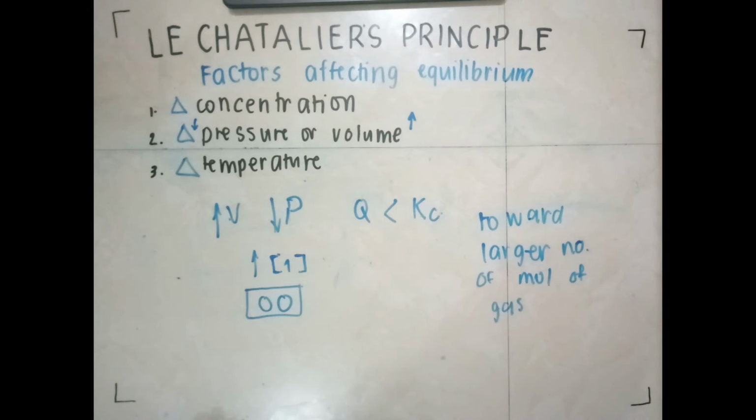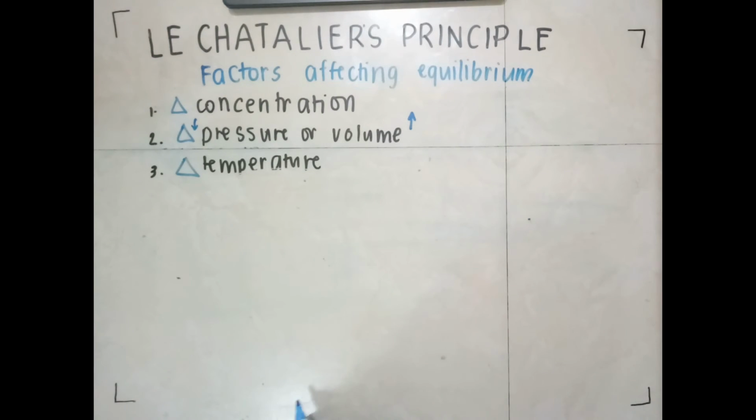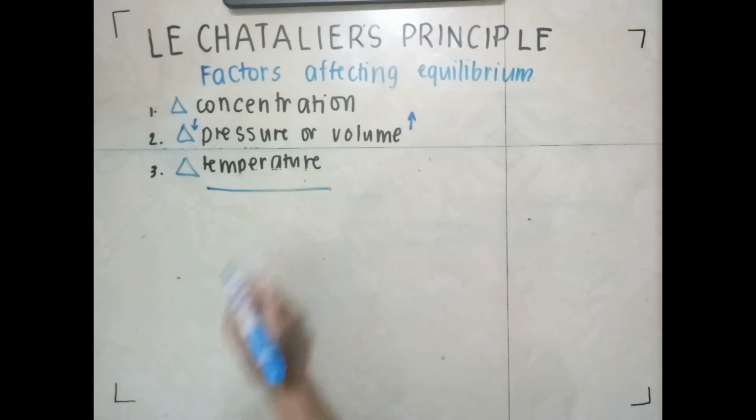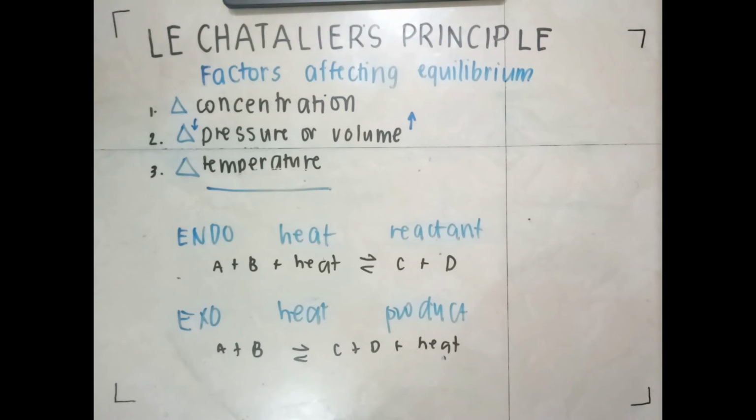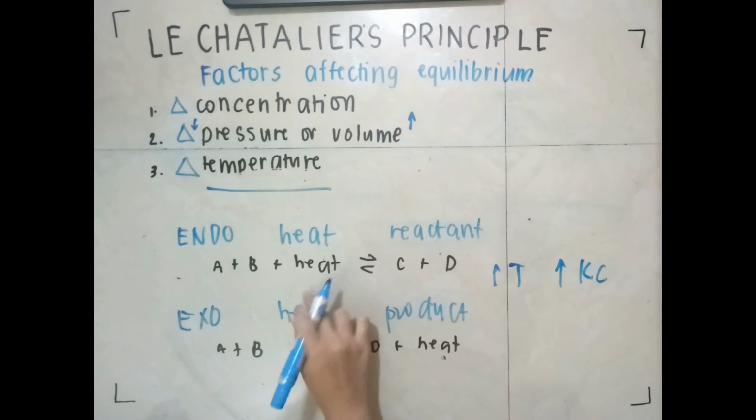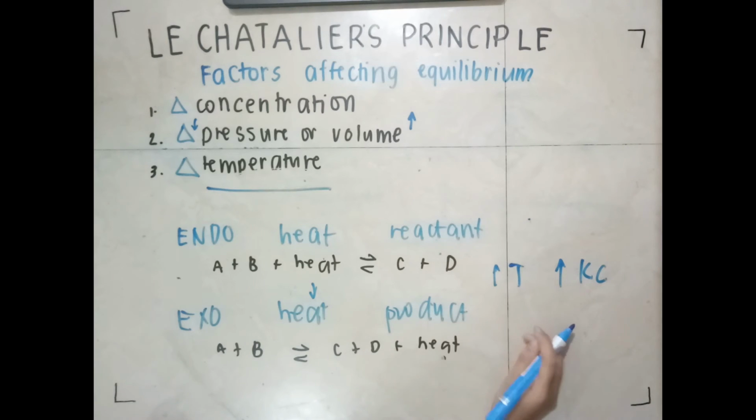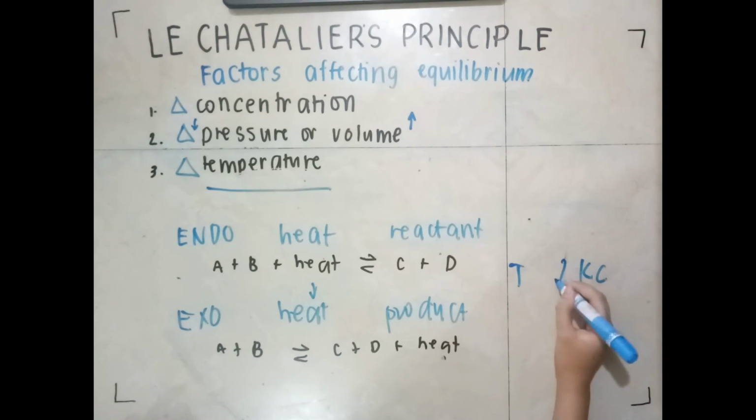The last type of change is the change in temperature. For an endothermic reaction, heat is a reactant. So by increasing the temperature, you are essentially adding more heat, therefore adding more reactants. So increasing the temperature will mean that you are also increasing Kc. Now if you decrease heat or temperature, Kc will also decrease.